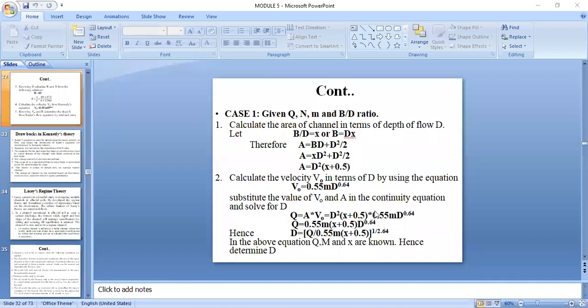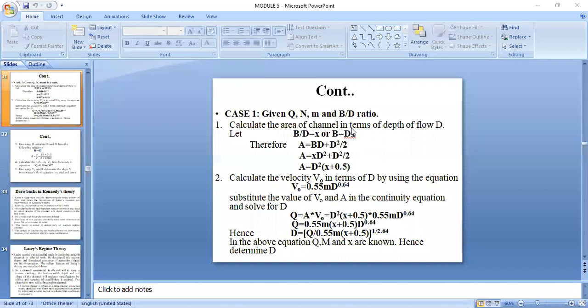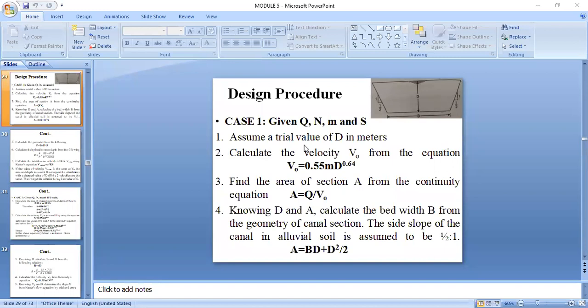So this is a very lengthy procedure where you have the B by D ratio value. So usually in the examination, case one will be given to you: the design procedure of Kennedy's method of channel design, case one, where discharge, velocity coefficient, critical velocity ratio and the slope will be given. Now, this is the design procedure for Kennedy's method of channel design.